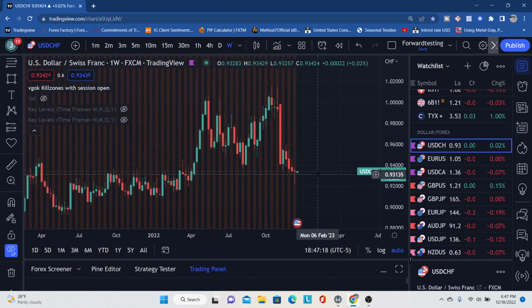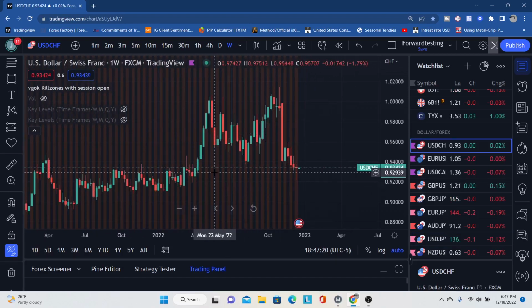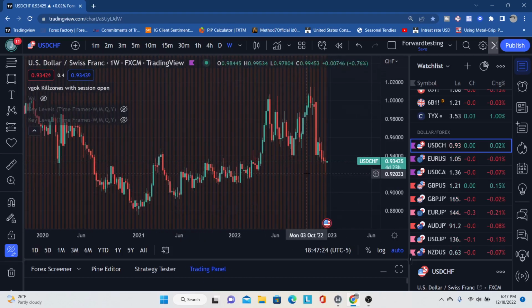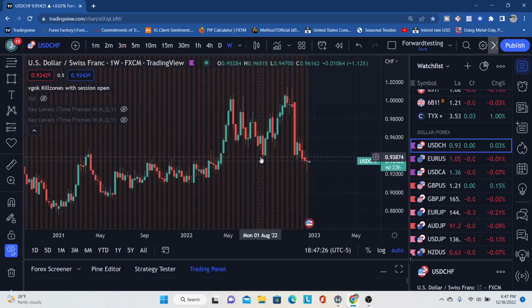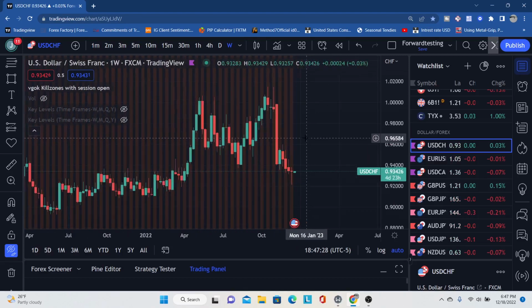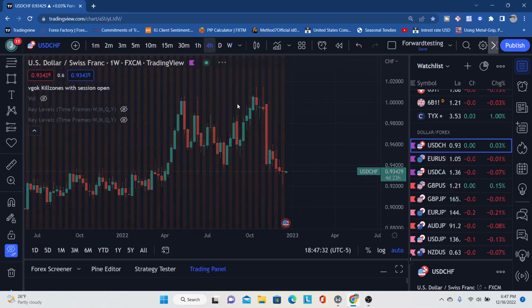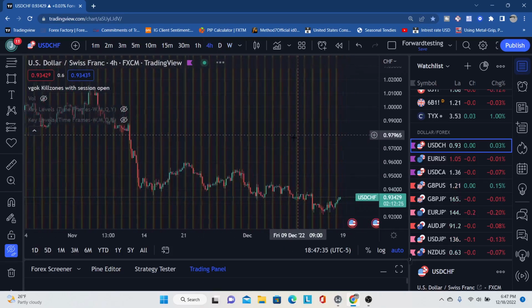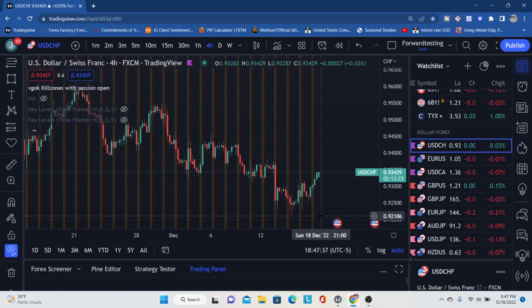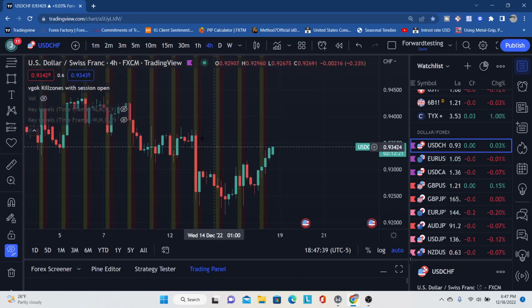So let's go through all these on the weekly. On the weekly, it took this level, it came back to this key demand area, may have taken this weekly liquidity, bouncing up, but be careful because it's still in a rather strong downtrend and hasn't quite broken it on the 4-hour.